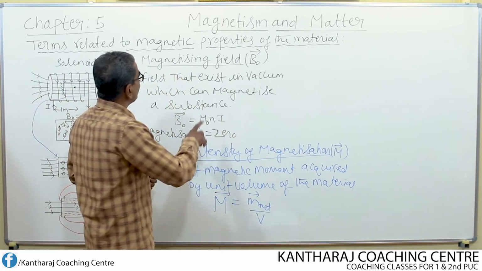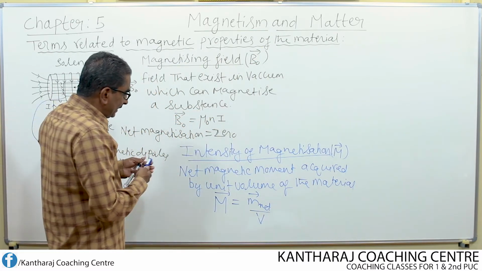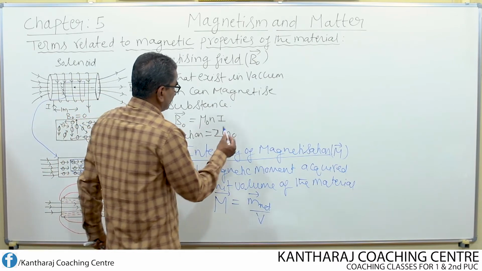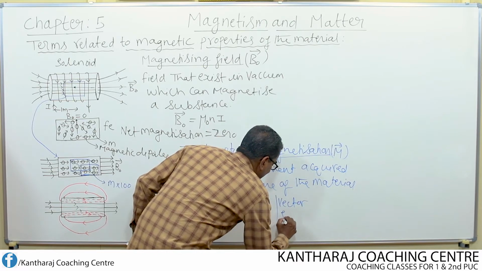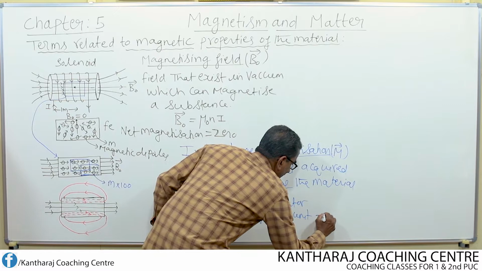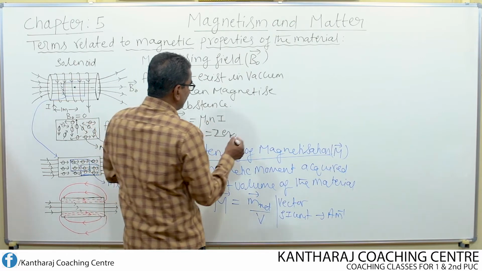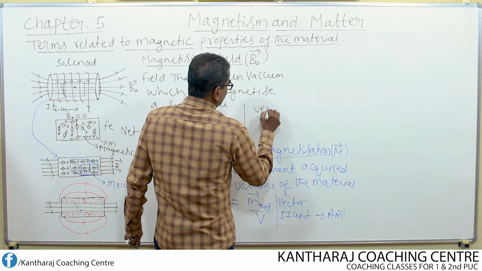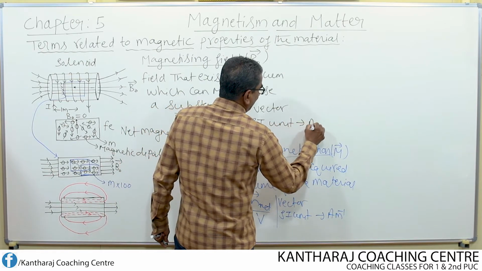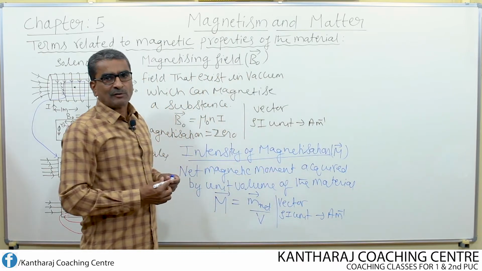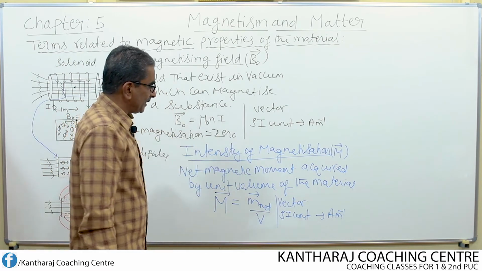So this is another term related to the magnetic properties of the material. Now here, what is the SI unit of this? This is a vector quantity, okay, vector quantity, and its SI unit is ampere per meter. Once again, what is the SI unit of this? It is once again a vector quantity, and its SI unit is ampere per meter. So both are vector quantities, and the unit of both these terms remains one and the same, that's ampere per meter.